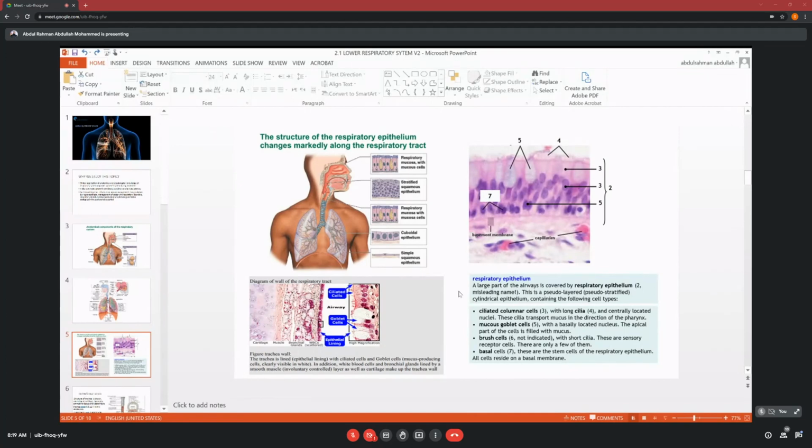What else keeps on decreasing while we move from the conducting zone to the respiratory zone? Smooth muscles. Very good. Smooth muscle also keeps decreasing. So as we move downward in the conducting zone, we almost lose the cartilages, but we keep only smooth muscles downward. Yeah, very good.